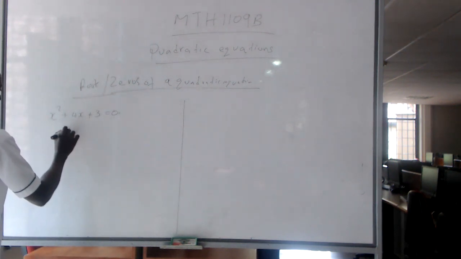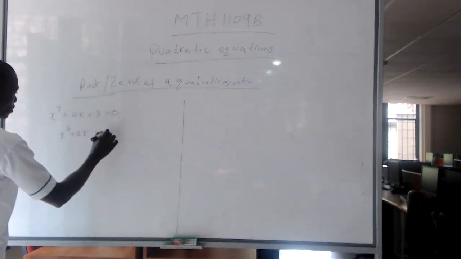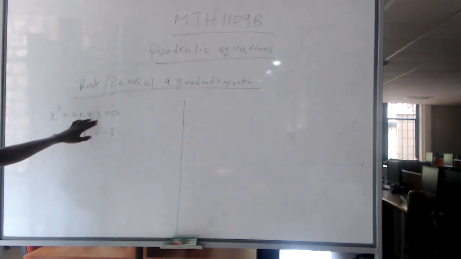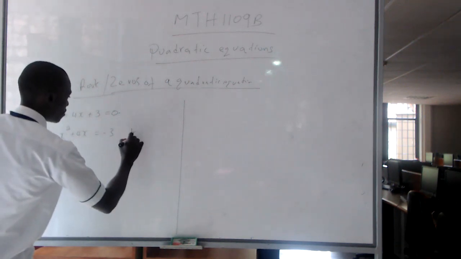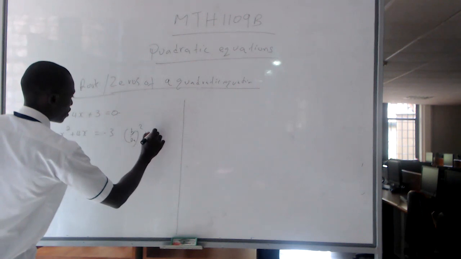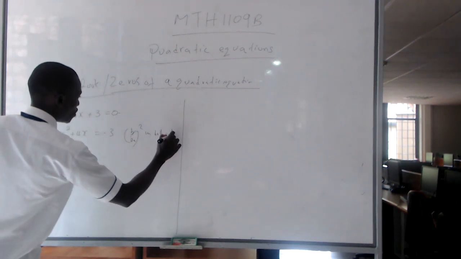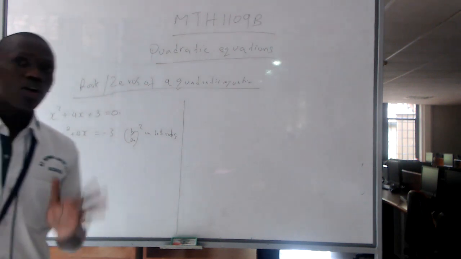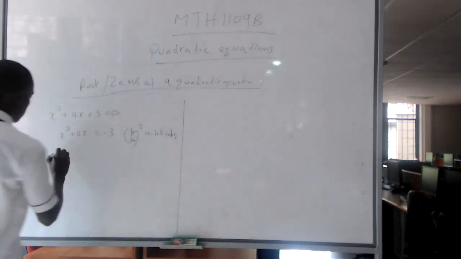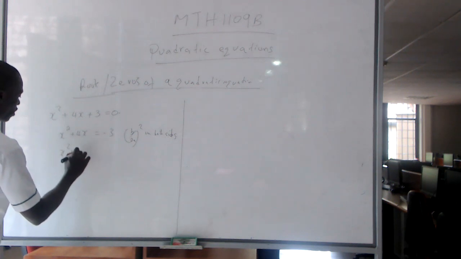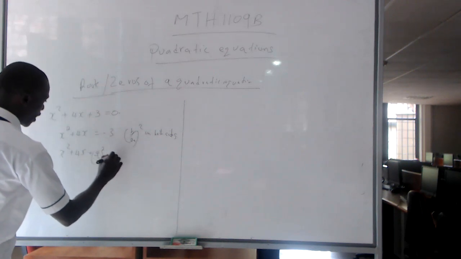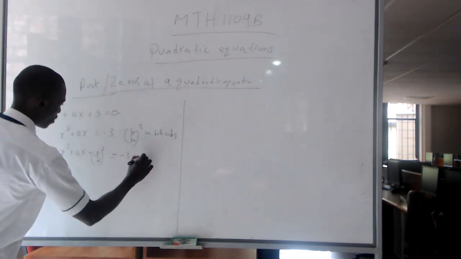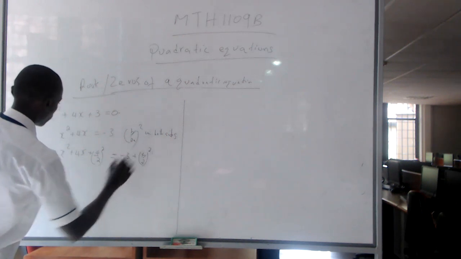First of all, x squared plus 4x is equal to minus 3, since I've subtracted 3 from both sides. Then I need to add half of this on the left hand side, so I add (b over 2a) squared on both sides. The reason we add on both sides is so that we don't change the meaning of the expression. So we'll have x squared plus 4x plus (4 divided by 2) squared, and on the right side, negative 3 plus (4 divided by 2) squared.